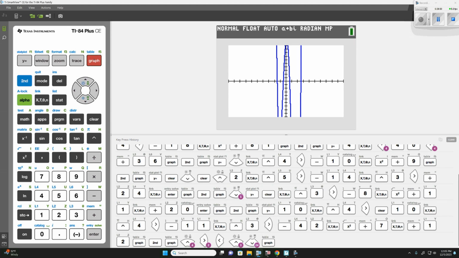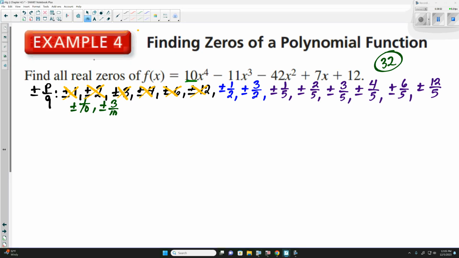So if we look at all these here, I'm going to get a highlighter. All the ones between 0 and 1, well, -1/2 would be between 0 and -1. 3/2, well, that's greater than 1, so that doesn't work. -1/5 would work. -2/5, -3/5, -4/5 would work. 6/5, 12/5, that's bigger. And then we have our -1/10 and -3/10, yes?